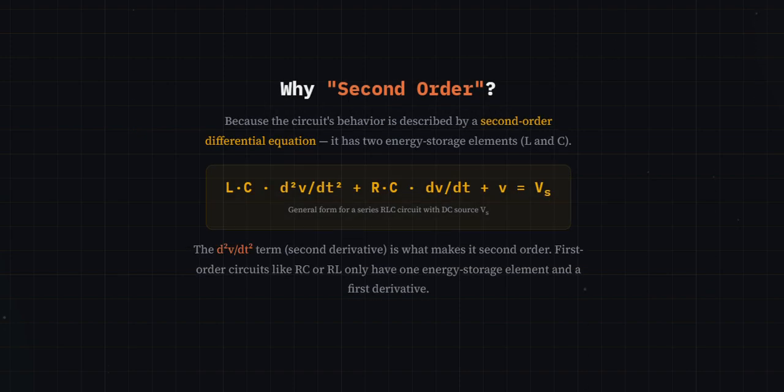Why do we call it second order? Because when you write the equation that describes this circuit, you get a second-order differential equation. That second derivative appears because there are two energy storage elements, the inductor and the capacitor. Compare this to a simple RC or RL circuit, which has only one storage element and gives a first-order equation.